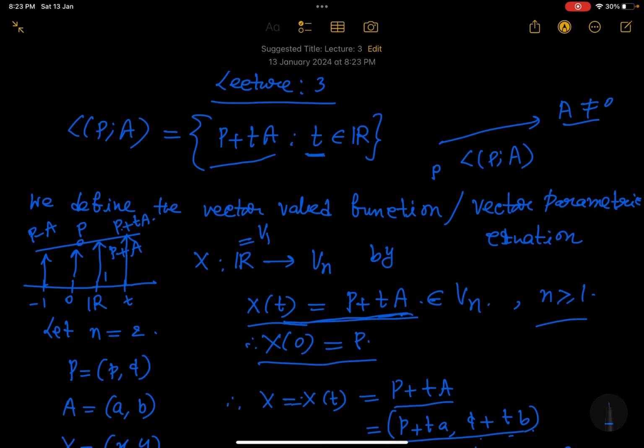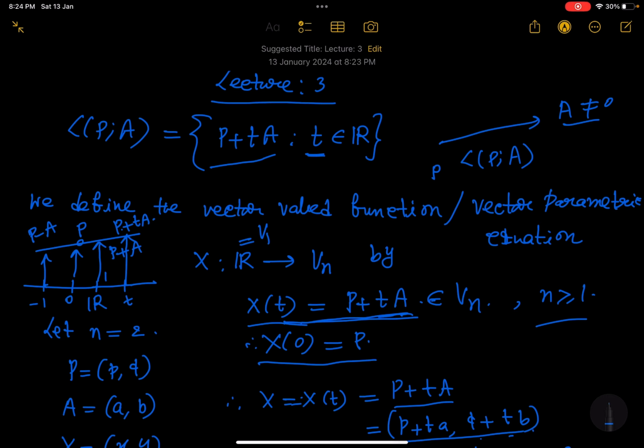So as long as we have a given non-zero vector capital A and a given point capital P, we can define a vector parametric equation of the line through P along the direction capital A. You'll see that in 2 dimensions we'll exactly find this equation as the Cartesian equation of a straight line. So how to get that?